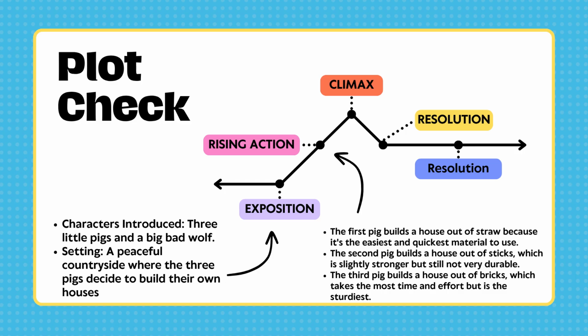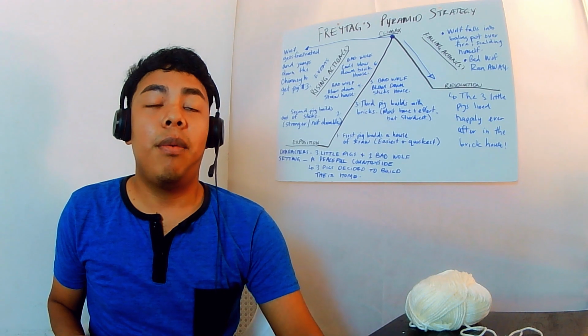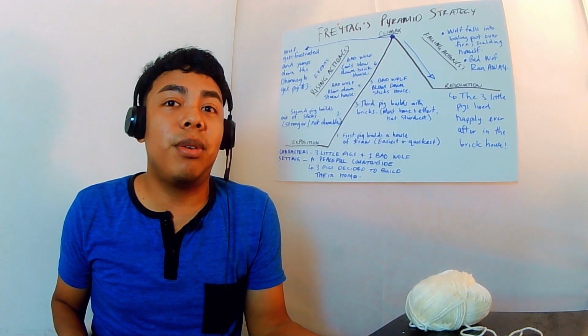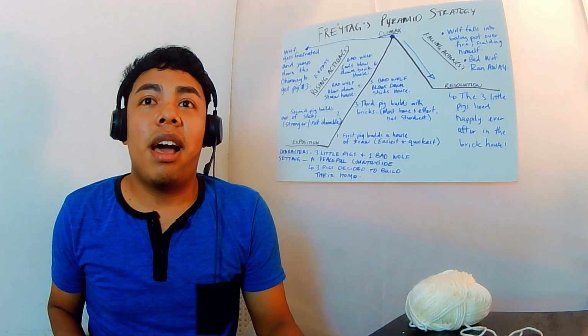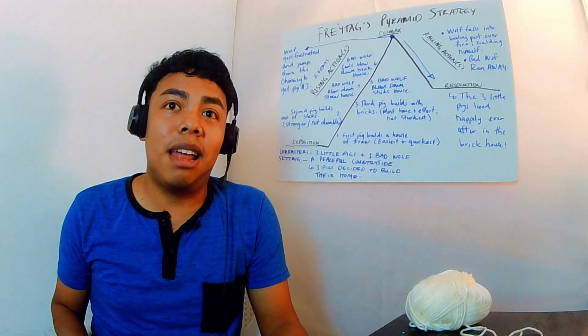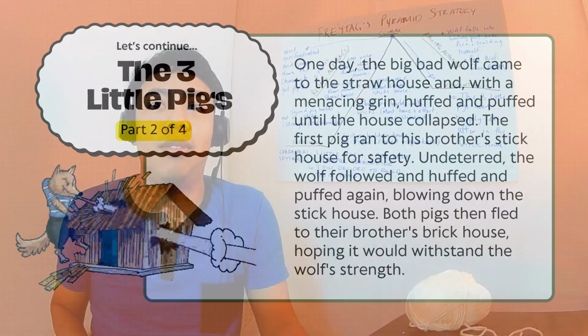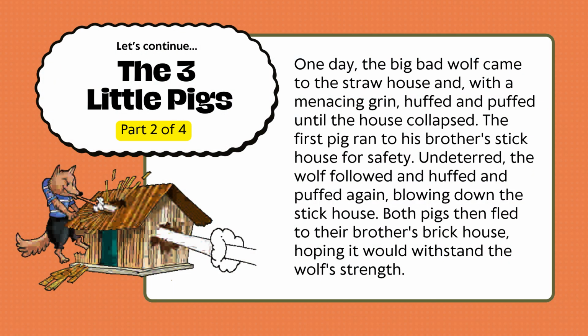So one day, a big bad wolf came to the straw house and with a menacing grin, remember this is the same bad wolf from the beginning of the story which they were running from, with a menacing grin, huffed and puffed until the house collapsed. So this is with the straw house. The first pig ran to his brother's stick house for safety. Then the wolf followed and huffed and puffed again, blowing down the stick house. Both pigs then fled to their brother's brick house, hoping it would withstand the wolf's strength.